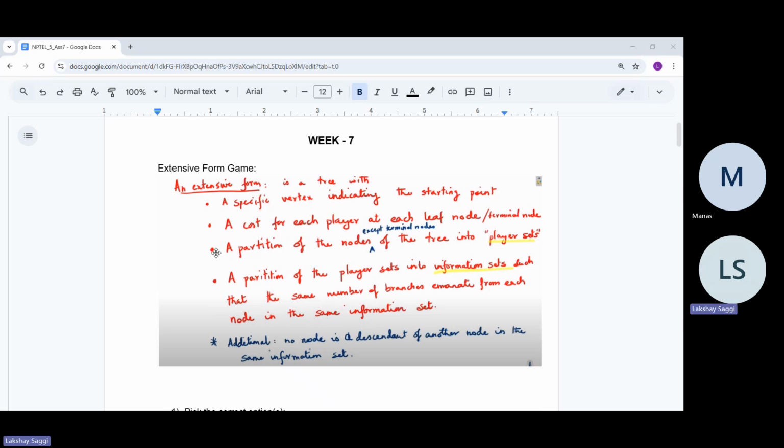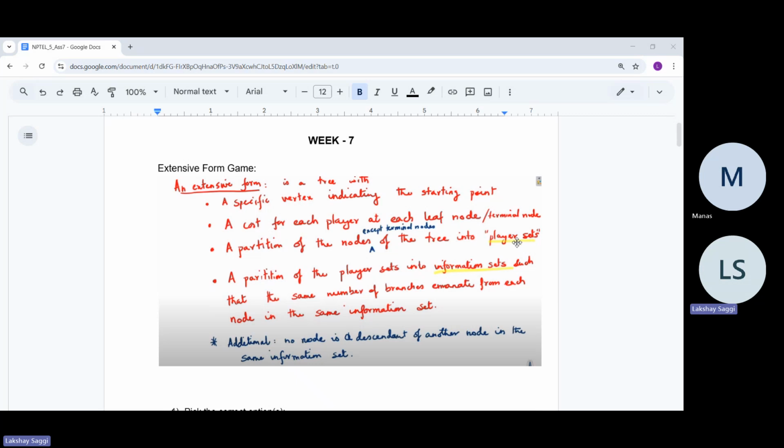And then a partition of the nodes except the terminal nodes into player sets. At every node, we'll be calling it belonging to one of the player sets. What this means is that at every node, one of the players will be taking some action, and the player who takes that action when we are at that node corresponds to the player set to which that node belongs.